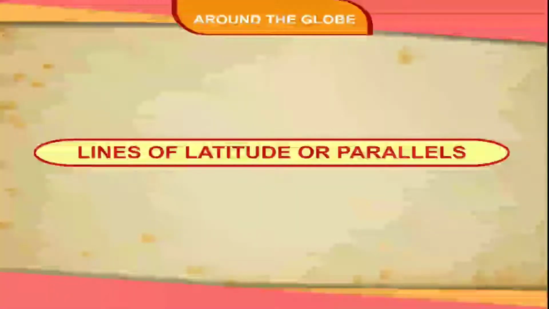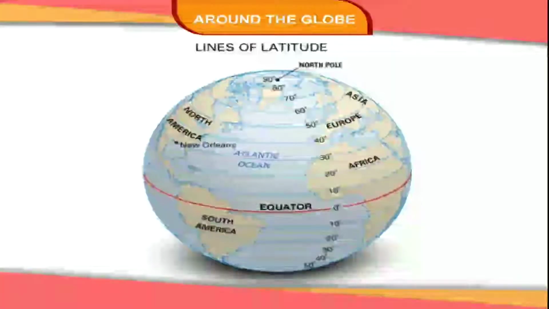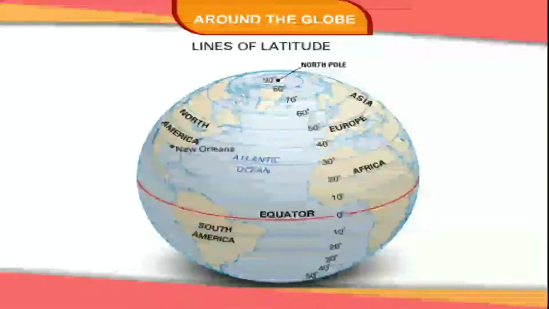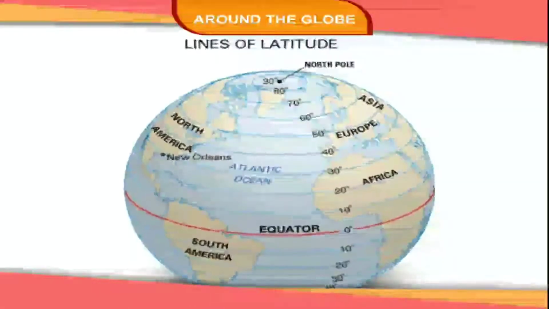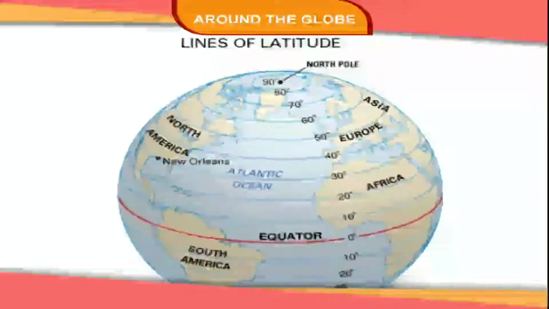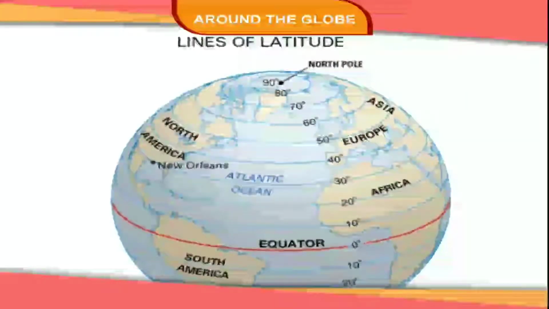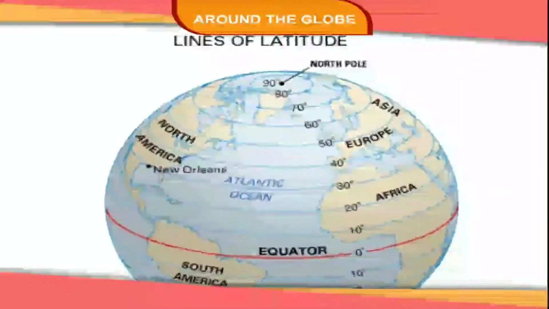Lines of latitude or parallels. The lines of latitude are parallel to each other. Hence, they are also called the parallels. The parallels are placed at equal distances and they neither touch nor cut each other.